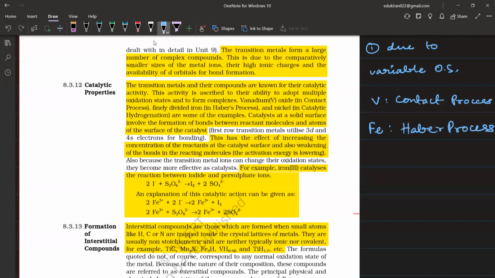Nickel is used as catalytic hydrogenation. If you remember, nickel, platinum and palladium, how did we use these three? H2 upon nickel, H2 upon Pt, H2 upon Pd. Okay? So these are known as catalytic hydrogenations, and these are used in catalytic hydrogenations. Okay, all these things are already present here.